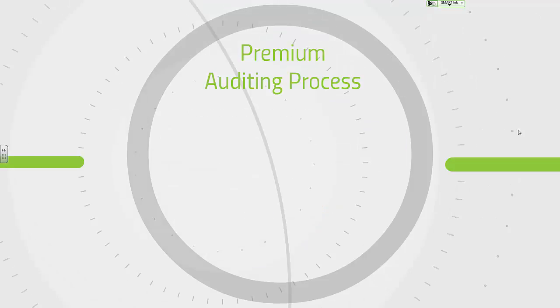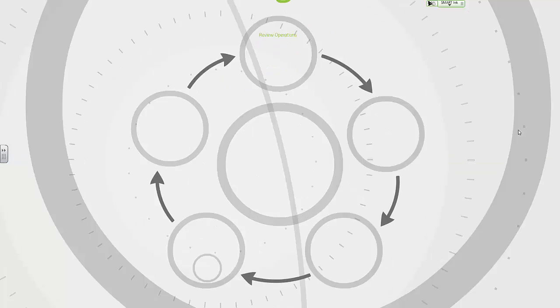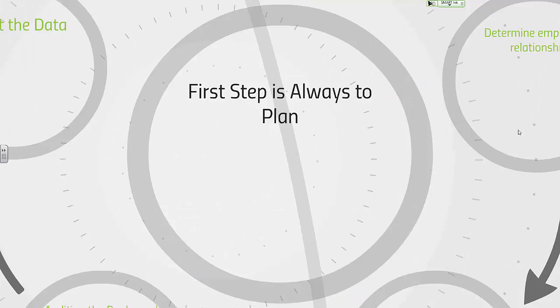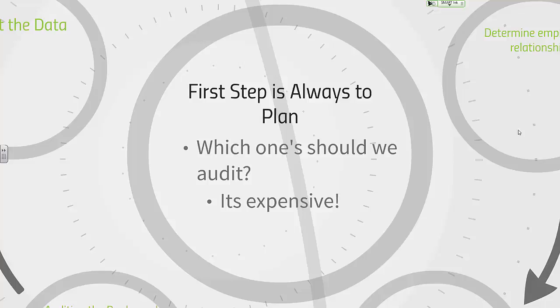Now let's look at the premium auditing process. Premium auditing entails reviewing the operations of the insured, determining the employment relationships, finding and evaluating their books, auditing those books and records, and reporting the data. But the first step is always, as with any process, to plan. An insurer first must decide which insureds do we need to audit. Auditing an insured is very expensive. It's unrealistic that an insurer would audit all of its insureds.